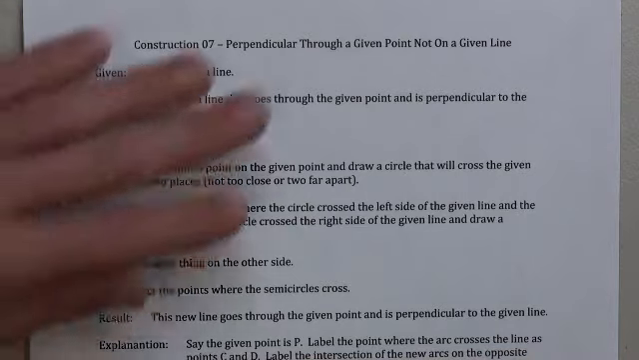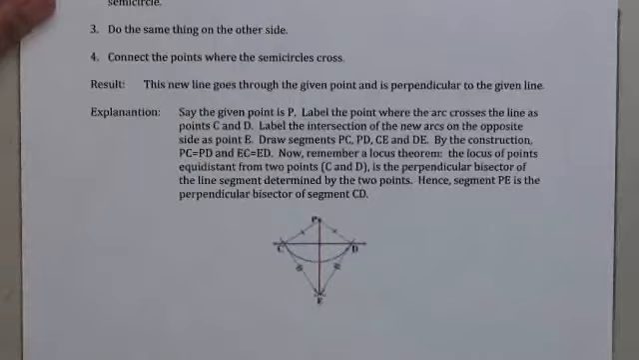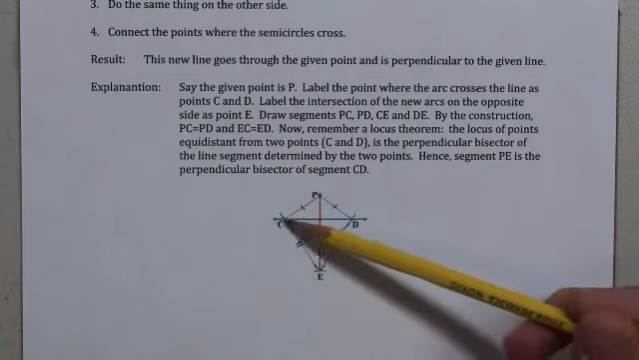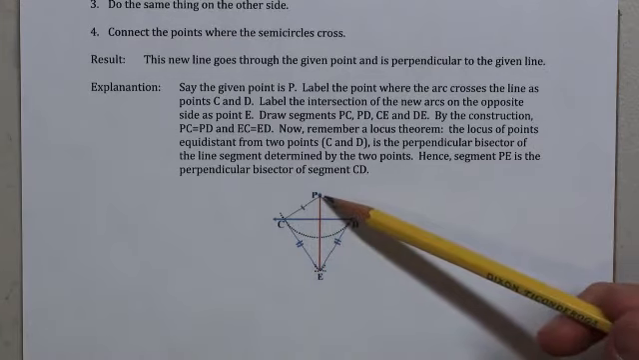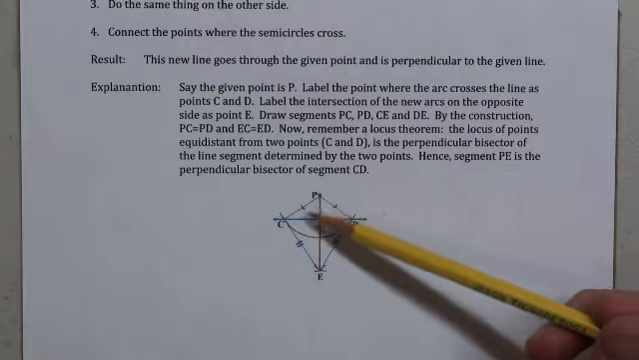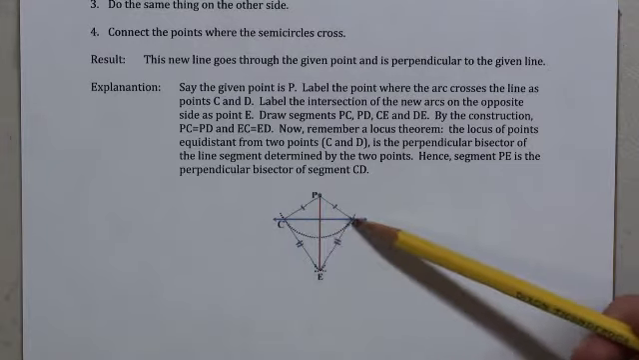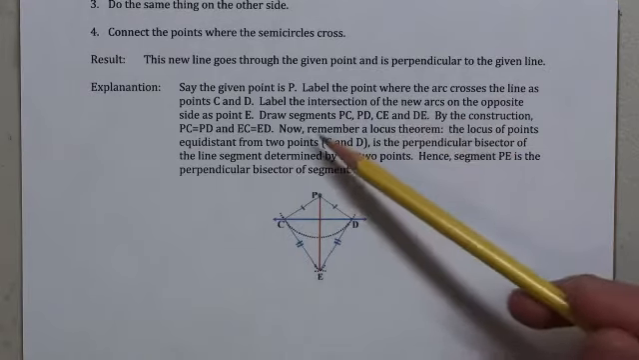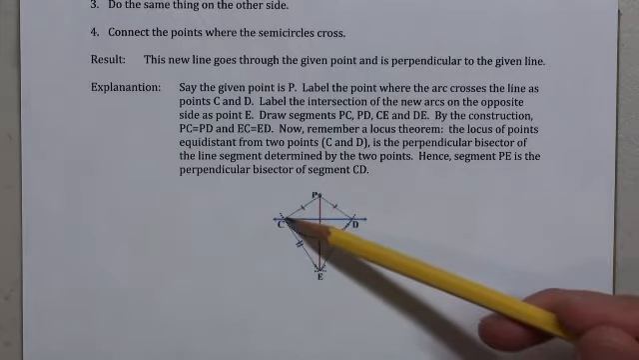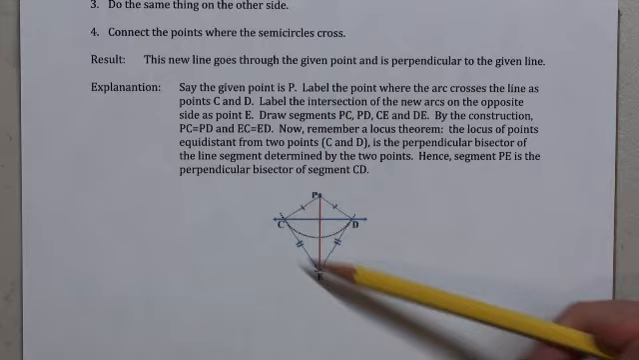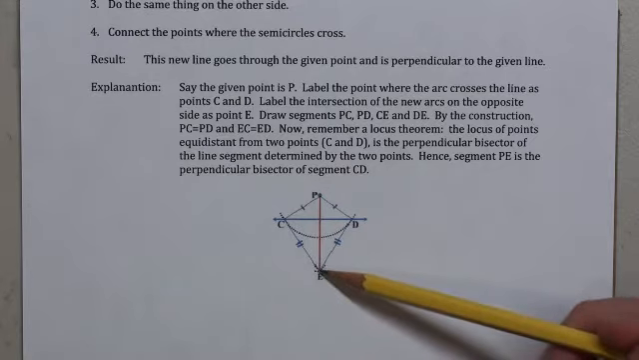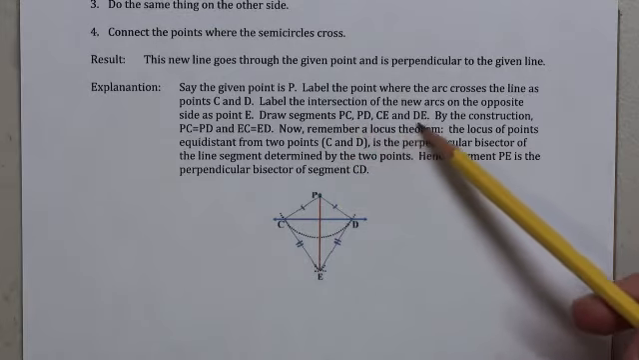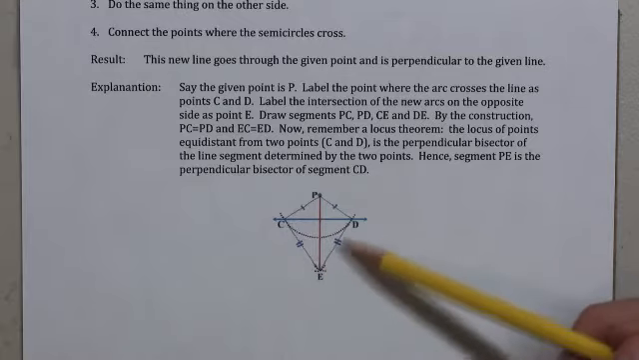Here's an explanation that you can copy down, with the small diagram I want you to copy down that goes with the explanation. So say this is the given line and this is the given point, P. Label the points where the arc crosses the line as points C and D. You see this arc? It crossed at C and at D, so I labeled C and D. Label the intersection of the new arcs on the opposite side as point E. So instead of making semicircles, they just made little arcs. Even though we make semicircles, where they cross, you label it as E. Draw segments PC, PD, CE, and DE.